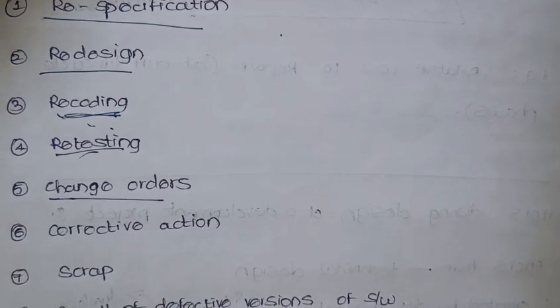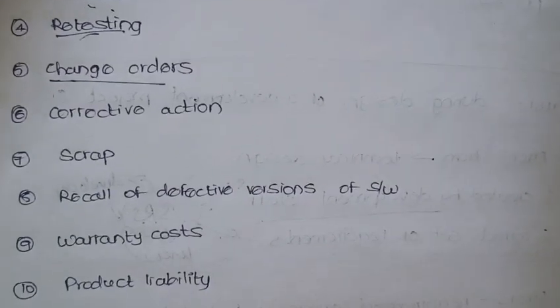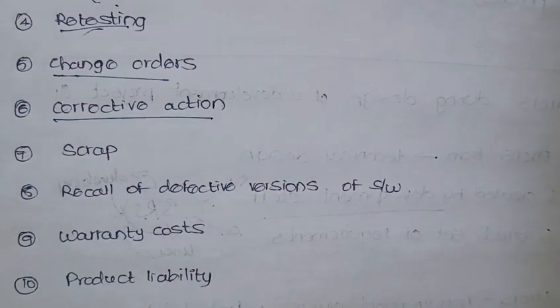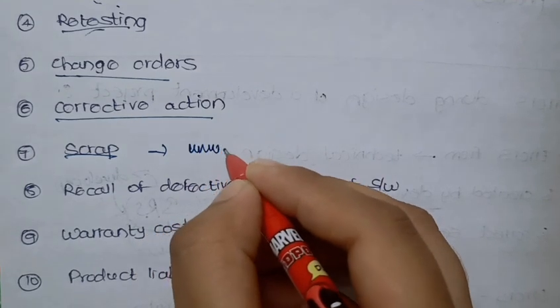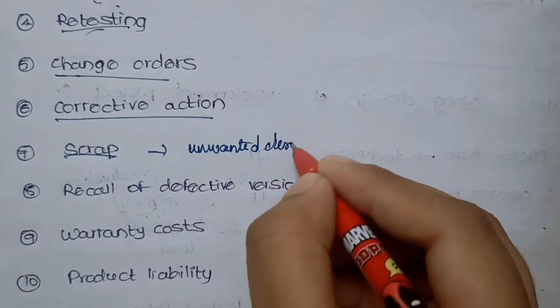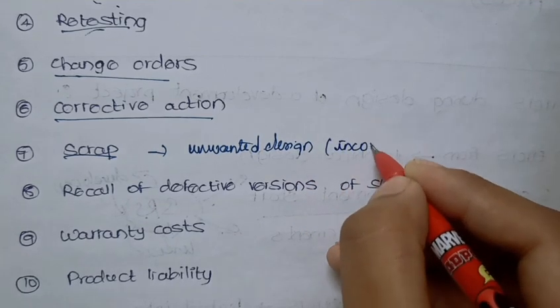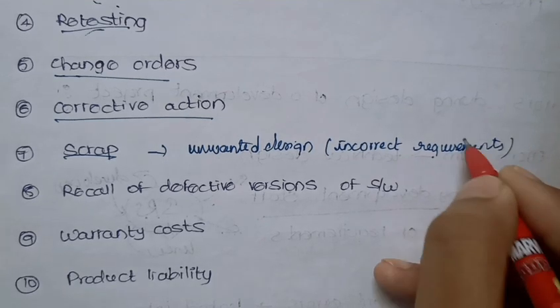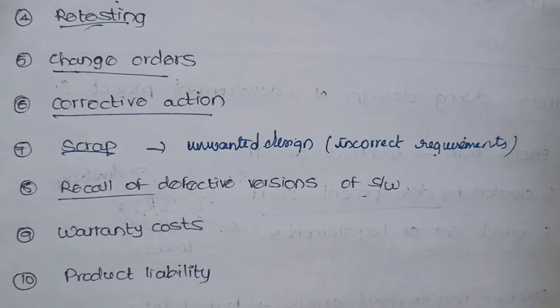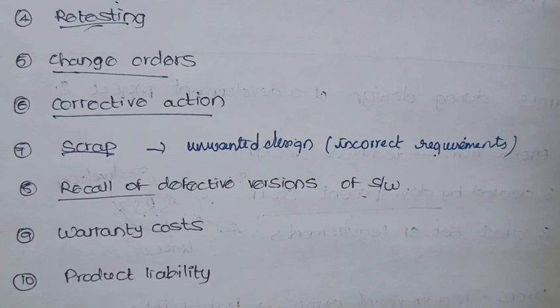So corrective action is basically, so we have done wrong software or a defective software. So we have to uncover the damages, and we have to undo the damages that have been done by this defective software to the users. Scrap is basically the unwanted design which we have created due to incorrect requirements. So recall of the defective versions of software is basically, so we have given a software version which has identified defects, and in order to not cause any damages, we have to recall these defective versions of software.